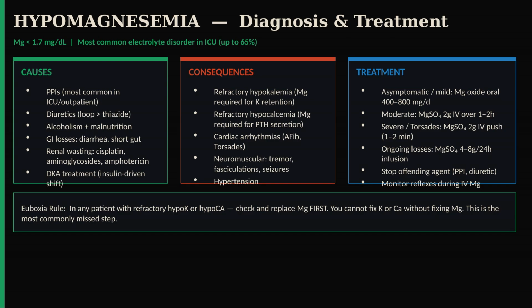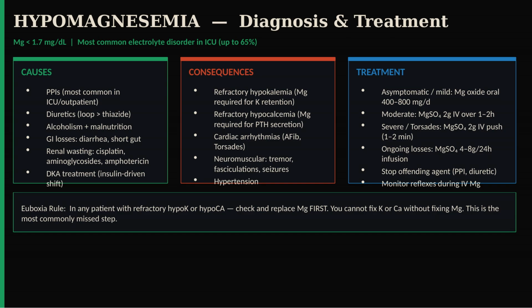But the consequences are why you care, and they're the through line of this whole episode. Low magnesium causes refractory hypokalemia because magnesium is required for the cell to hold on to potassium. It causes refractory hypocalcemia because magnesium is required for PTH to be secreted. It triggers arrhythmias, atrial fibrillation, and torsades, and it produces tremor, fasciculations, and seizures.